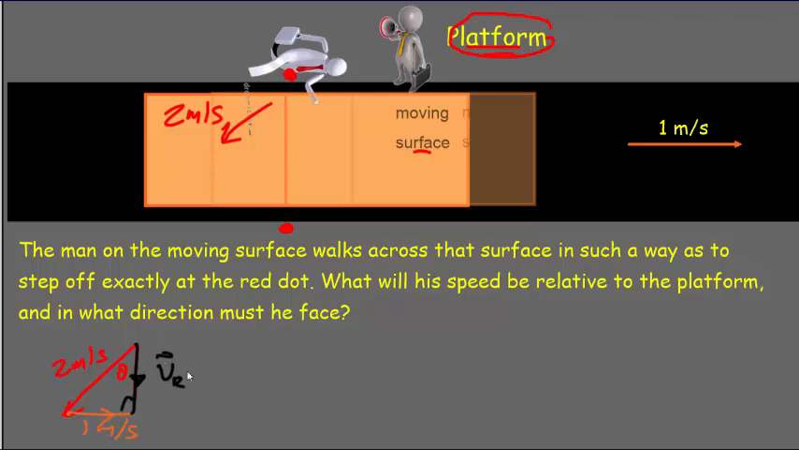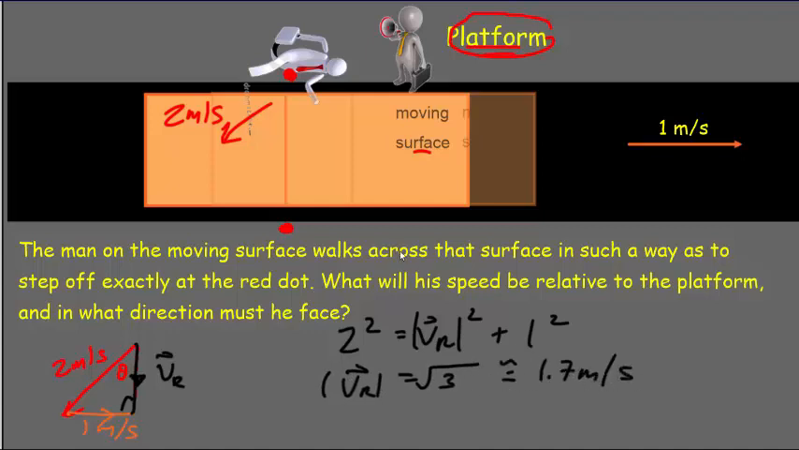Now to get the length or magnitude of VR, we can simply use the Pythagorean theorem. The hypotenuse squared, that is 2 squared, has to be equal to VR squared plus 1 squared. So we're going to get that VR is going to equal the square root of 3, which is about 1.7. So he's going to appear to move at 1.7 meters per second. And note here that it'll be kind of interesting. As seen from the platform, these would be his shoulders, that would be his head. He would be facing or heading this direction, but his movement would be straight across.